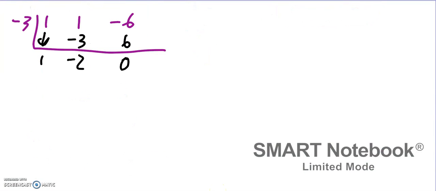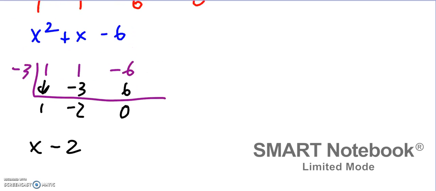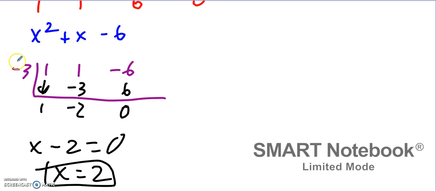Now, what's our result? Our result is the polynomial x minus 2. Why is it x minus 2, you might ask? Good question. Remember that here we were dividing with x squared plus x minus 6, so the degree was 2. Therefore, my result has a degree of 1. Remember, we go down by 1 degree each time. Now, I can also see that if I set this equal to 0 and solve, I get x equals 2. Again, we also confirmed that -3 was a root as well.